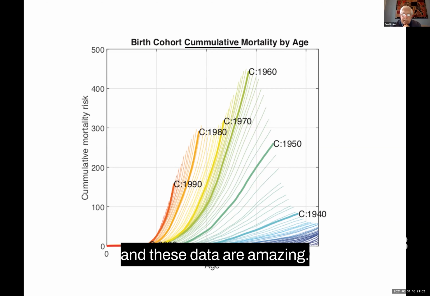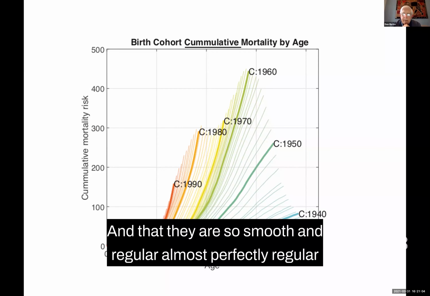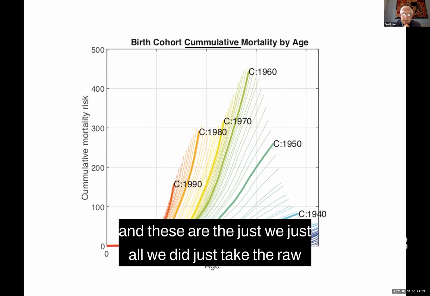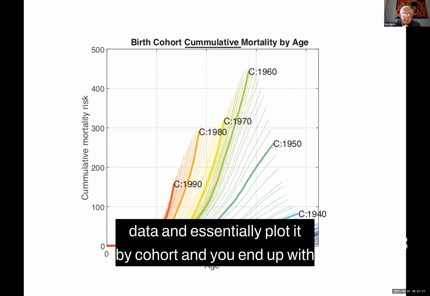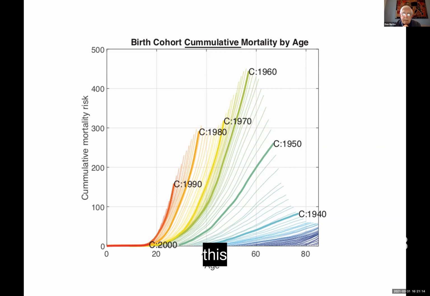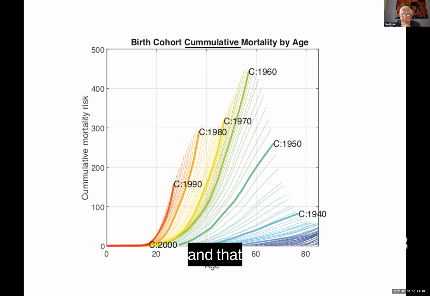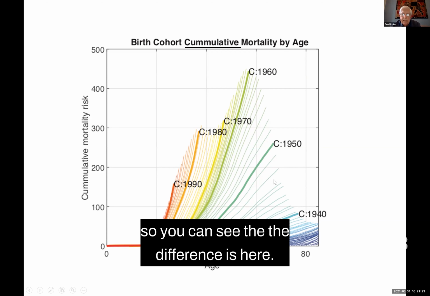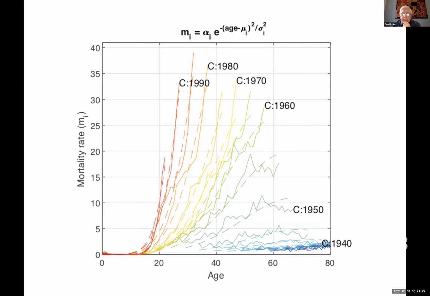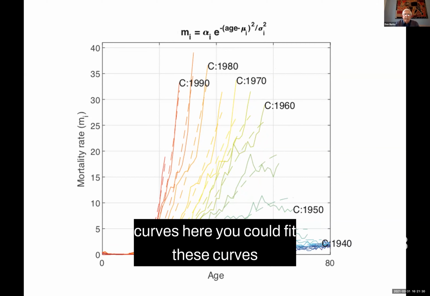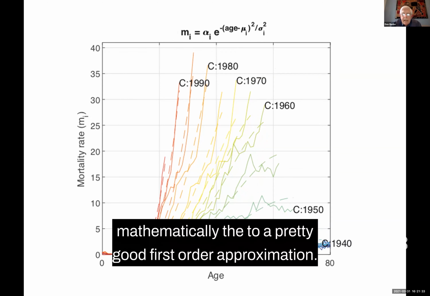And these data are amazing in that they are so smooth and regular, almost perfectly regular. All we did was just take the raw data and essentially plot it by cohort, and you end up with this dramatic change over time. So you can see the differences here. One of the things we noticed is that there's a family of curves here, and you could fit these curves mathematically to a pretty good first order approximation.